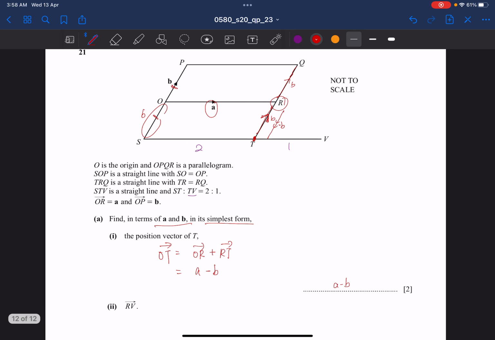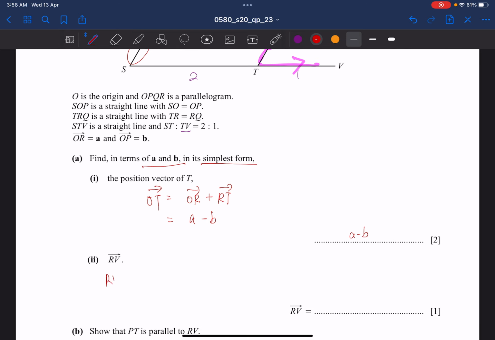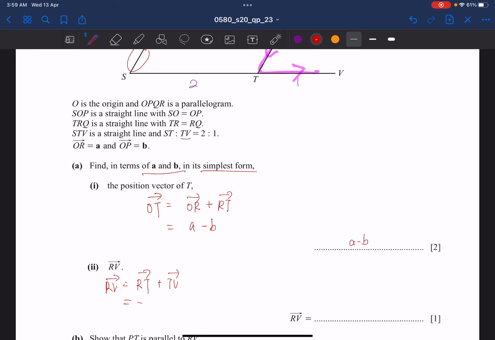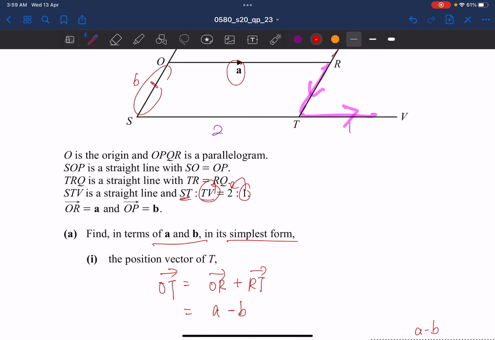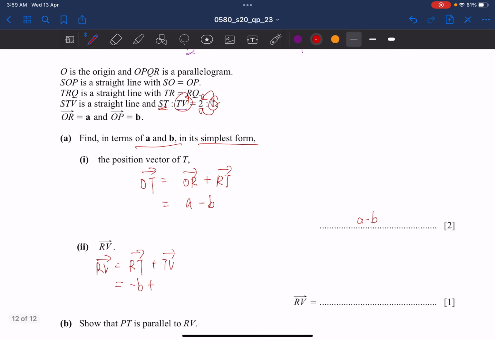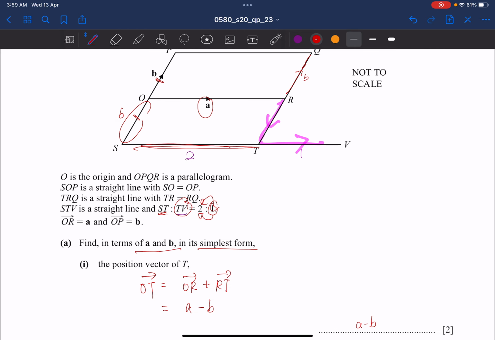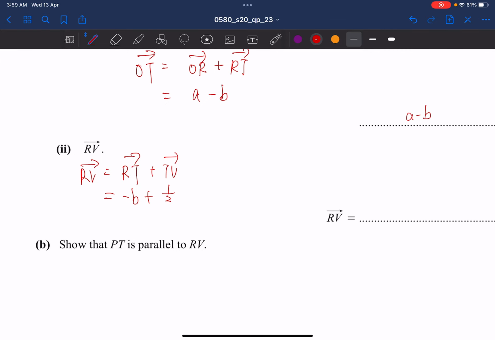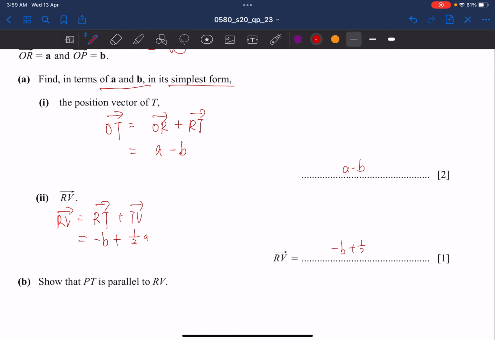And RV: from R to V we can go this way. So RV equals RT plus TV, and RT is negative B. TV is what? TV is half of ST, since 1 is half of 2. So TV is half of ST. ST is the same as OR, so it is small a. So it's negative B plus 1/2 A.